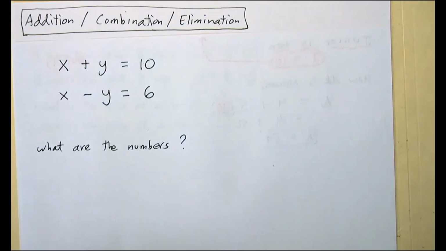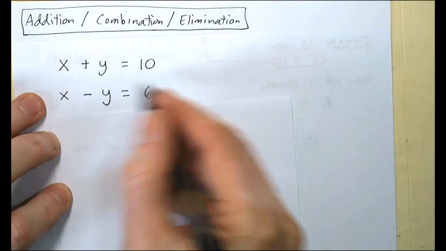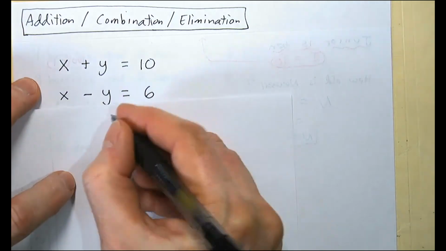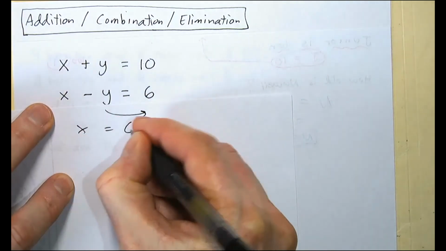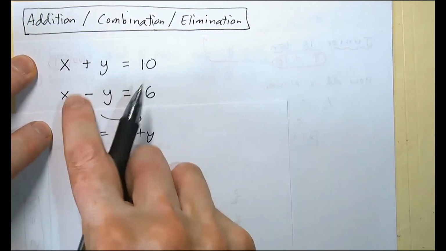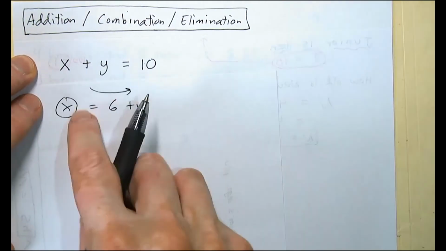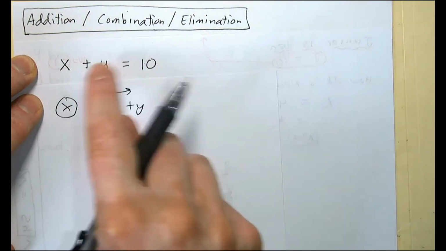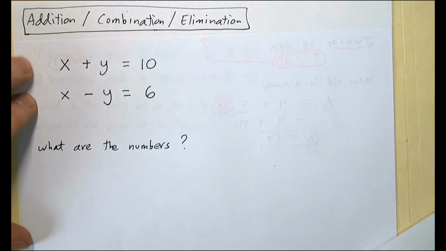Okay, so I could do what I did before. Oh, I don't have a letter. I can't substitute. But if I move this y to the other side and call it 6 plus y, then I could go in here and replace the x with 6 plus y. That would be substitution. I could plug that in and solve it. But let's try another method.